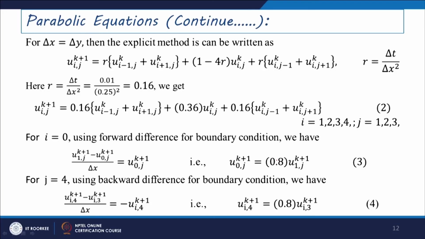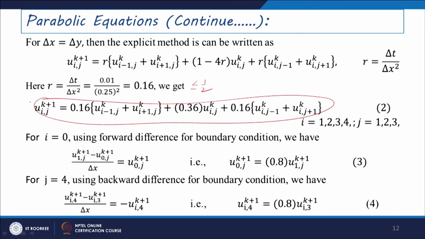And for this, if you find this r value here, r can be written as del t by del x square, which is defined as 0.01 by 0.25 whole square, that is nothing but 0.16. And if we use these values, we get u_ij^(k+1) with 0.16, since it is less than or equal to half, that is why we can use this explicit approach to get the solutions. So after putting all these r values, we are reducing this equation to this form here.